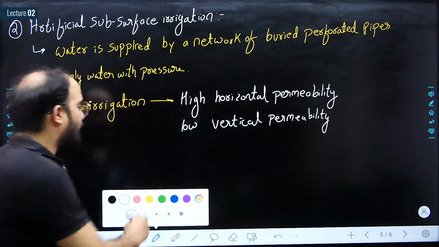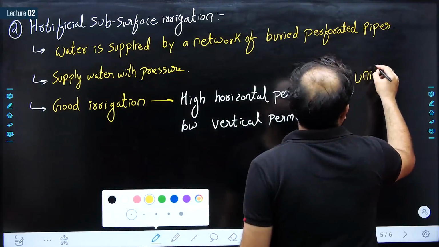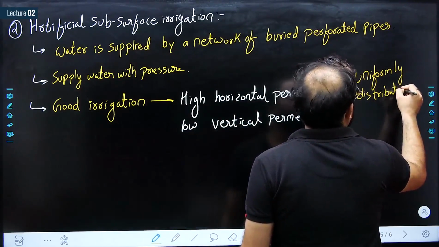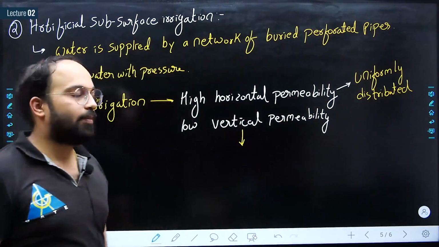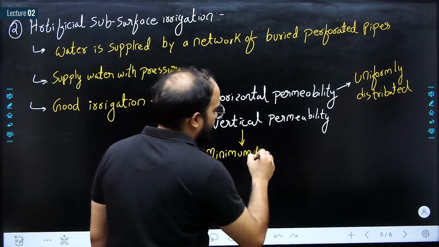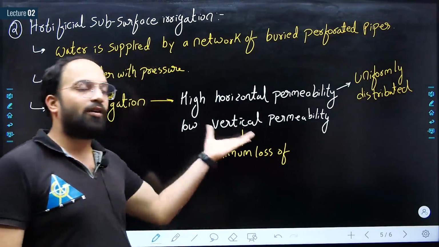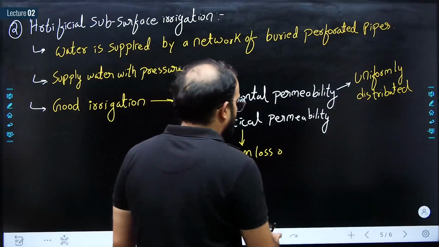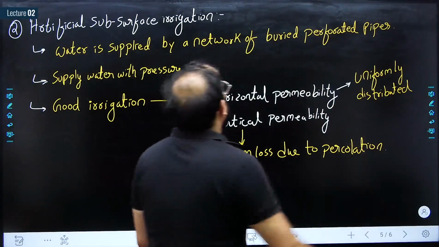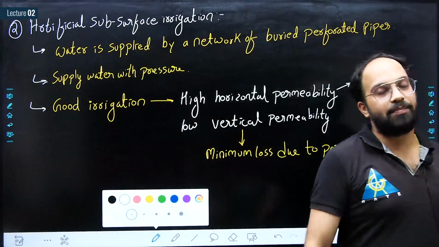What happens if I have a high horizontal permeability? Then water will be uniformly distributed. And if I have a low vertical permeability, then there is minimum loss due to percolation. So this is about your artificial subsurface irrigation. Now sir, what about the pipes?